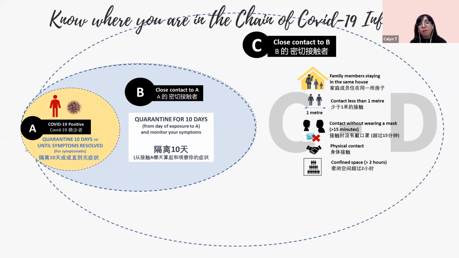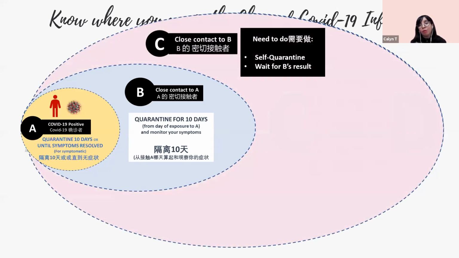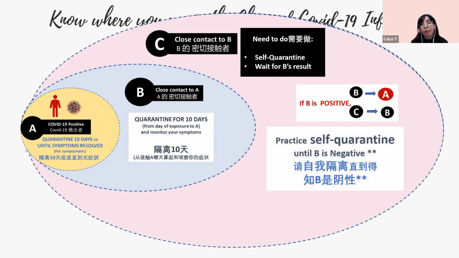So then what happens to C? The C layer is a close contact to B. So A is the positive one, B is the close contact to the positive one, and C is your close contact to B. So now what happens to C? Close contact by definition, you use the same definition. But when you fall into C, what you need to do is self-quarantine, and you need to wait for B's result to come out. Because if B is positive, B will become A, and you will be upgraded to become B. And therefore, you have to practice self-quarantine until B is negative.